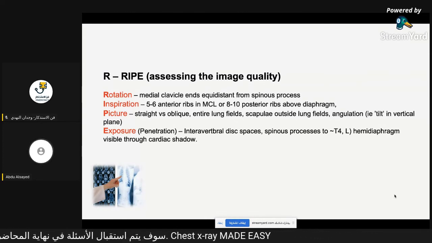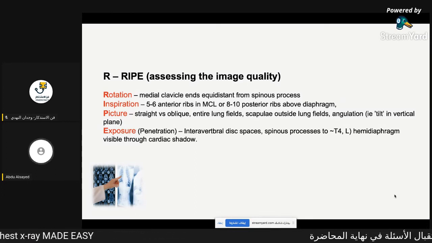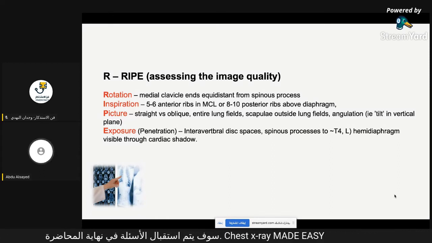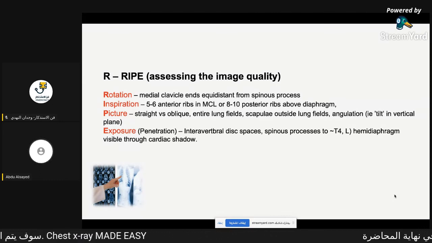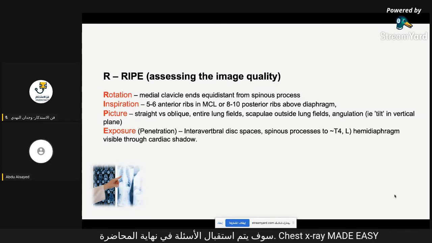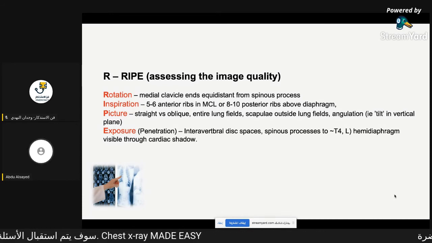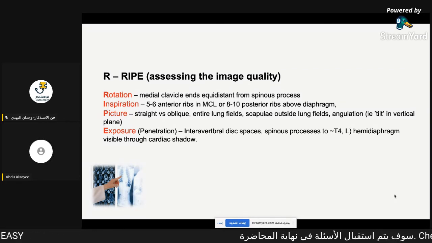Also, the exposure. E stands for exposure, penetration. We should assess this chest X-ray and comment on the penetration of the beam, by inspecting the intervertebral disc spaces, or the spinous processes. They should appear up to approximately thoracic vertebra number 4.